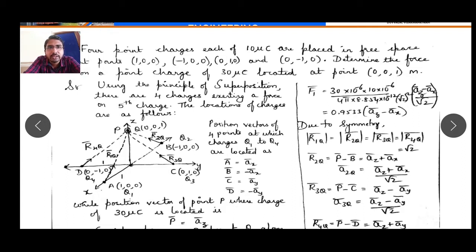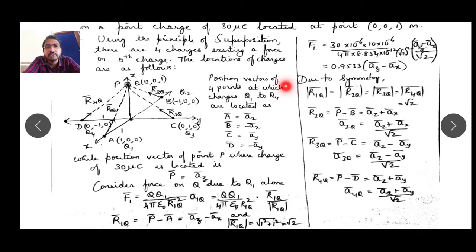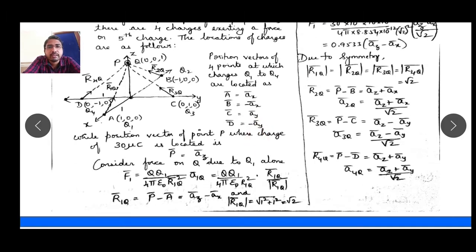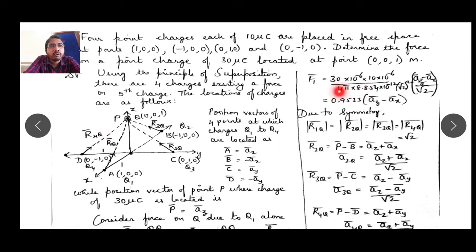So a R is nothing but the unit vector. For each point I am finding the unit vector. Suppose 1 0 0 means simply it is a point on the x-axis at 1 unit distance. So it is a X, B point is minus a X, like that we decide the unit vectors for all the points. And after that, from Coulomb's law we use the formula for force. How to find the unit vector? It is the distance vector between the 2 points divided by the magnitude of that vector. Like that you find the unit vector, and if you substitute that in the force formula, we will get the force acting on P due to the first charge at A.